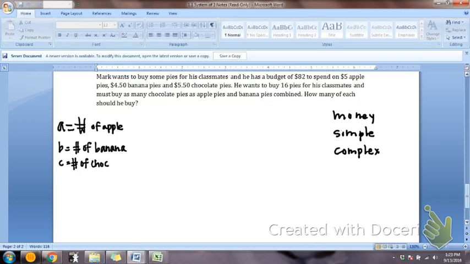Okay? So in the money equation, what is a money total up here in this problem? Finding the totals in the word problem are the easiest things. 82 is a total. What is another total in this problem? 16 is another total. Okay? So 82 is my money total. So I'm going to write that on my money equation line. And you can use the dollar sign or not. I don't really care.